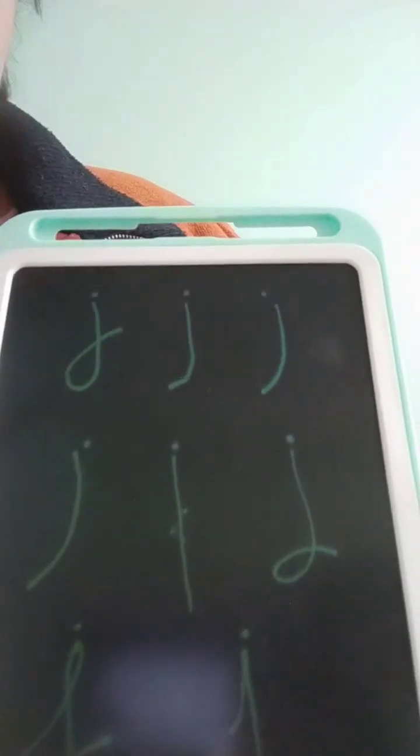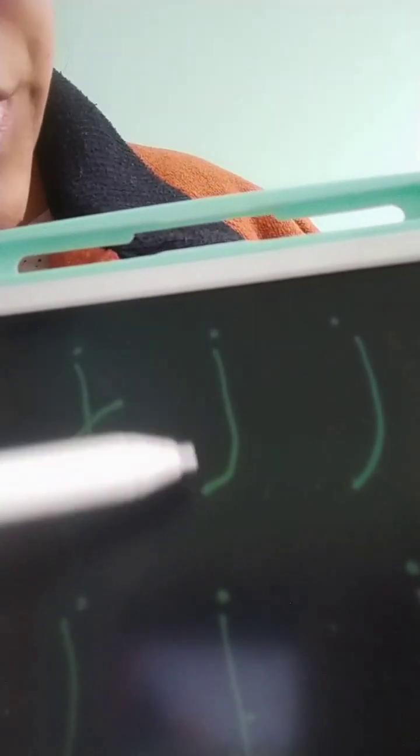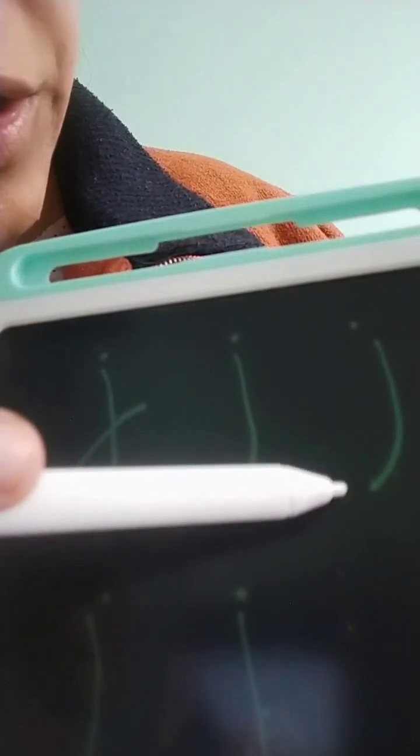Here you can see this letter J has a loop with a dot above it. This J is straight and a dot. This J has curvature, a dot at the left side. Dot at the left side. Here, dot at the right side.